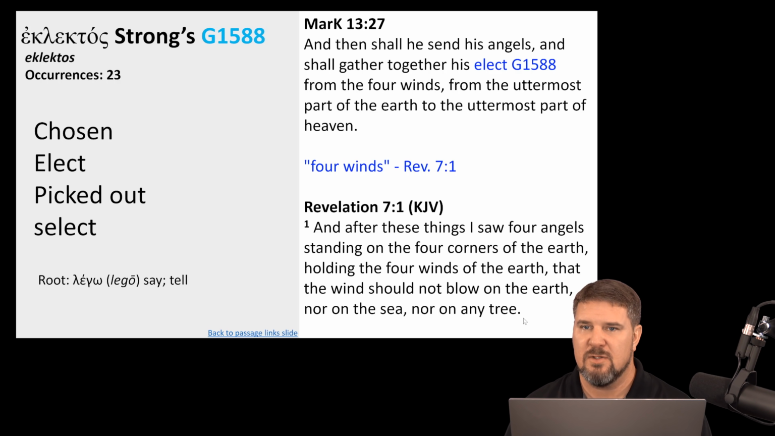Mark 13:27 is also talking about the time of Jacob's trouble, gathering his elect from the four winds, which you can compare with Revelation 17:1, whenever you get a chance.